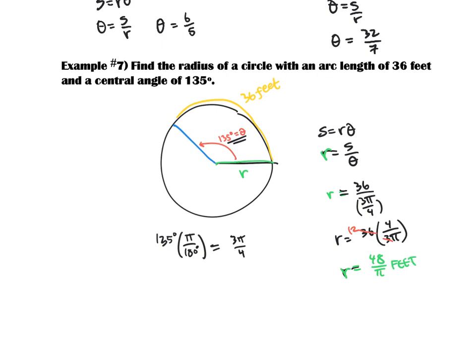Now, in exact form, you'd be done. Approximated form, 48 divided by pi is, out to 3 decimals, 15.279 feet. Okay, guys, that's our lesson.